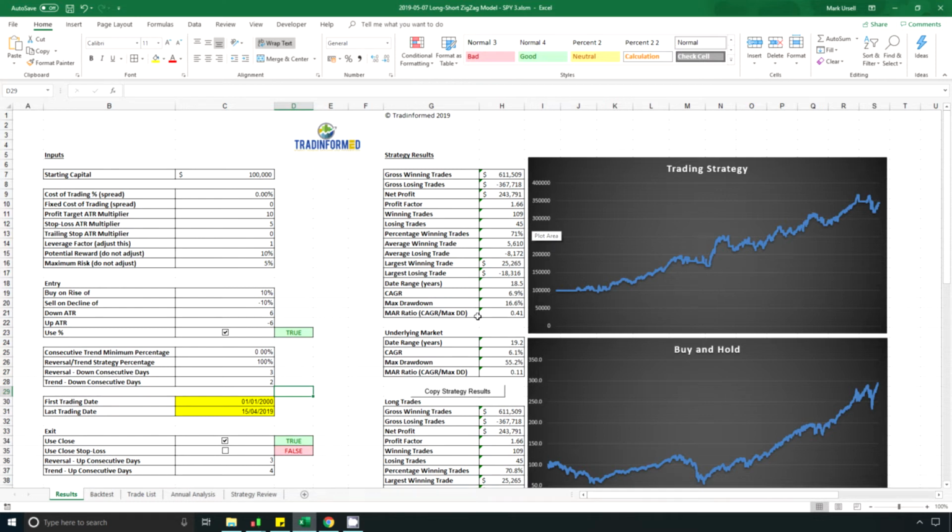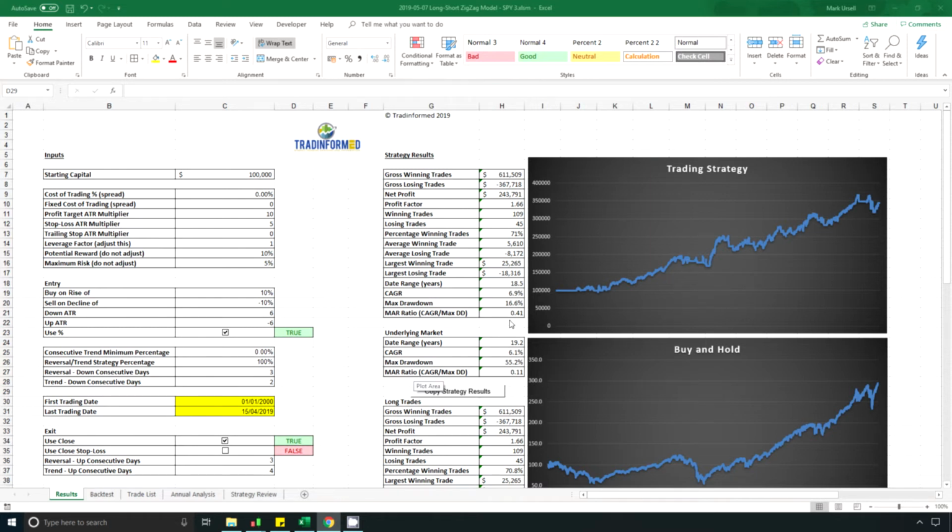Now, one thing I'd like to draw your attention to is this metric here, the MAR ratio, which is the compound annual growth rate divided by the largest drawdown, the maximum drawdown. And we can see here that in this strategy, we've got a MAR ratio of 0.4. Now, we want the MAR ratio to be as high as possible.